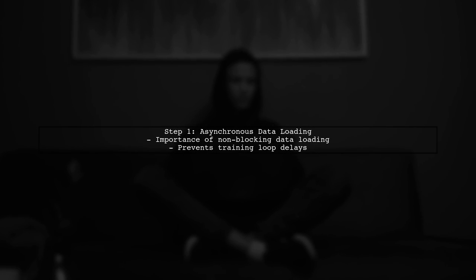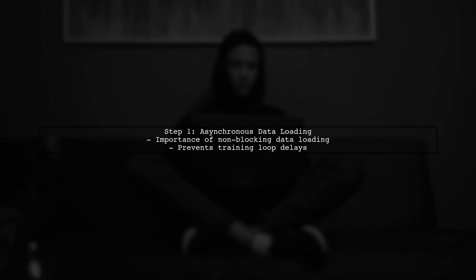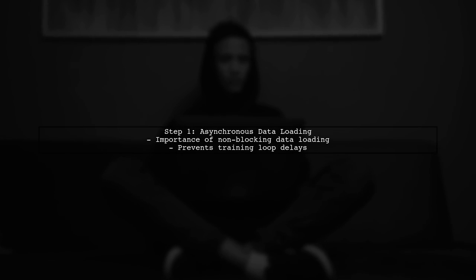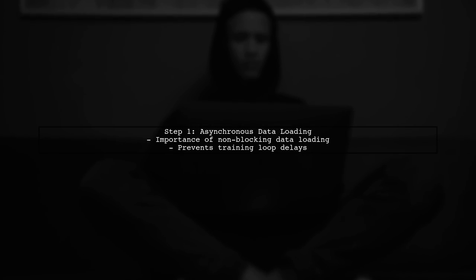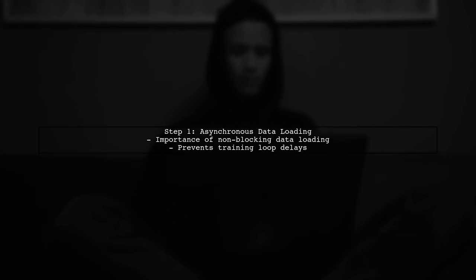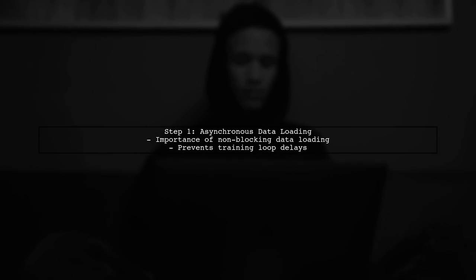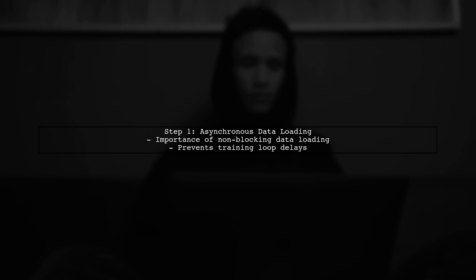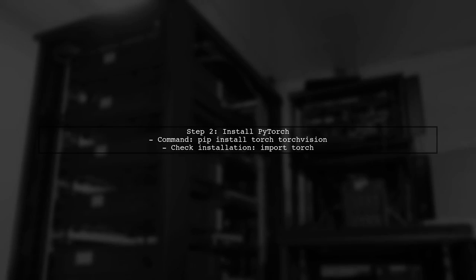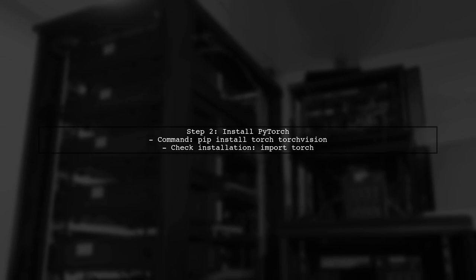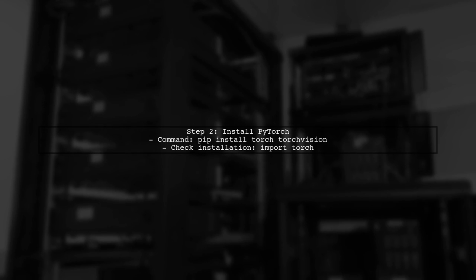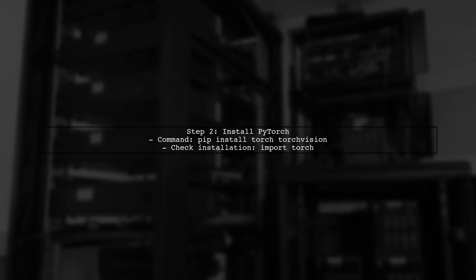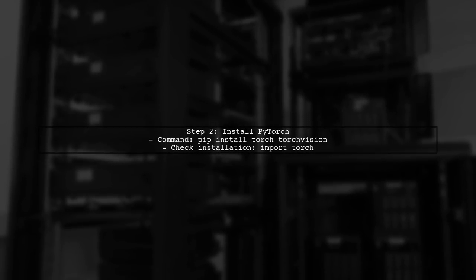To efficiently train your deep learning model with a large data set, we need to implement asynchronous data loading. This ensures that the training loop is not blocked while waiting for data to load. We'll use PyTorch for this example, as it provides a straightforward way to implement asynchronous data loading using the DataLoader class. First, ensure you have PyTorch installed.